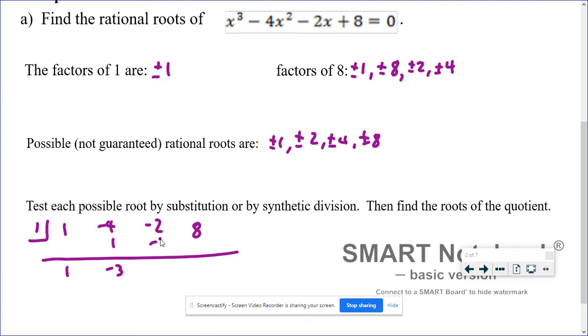1 times -3 is -3. We add down, we get -5. 1 times -5 is -5. We add down, we get 3. So that means 1 is not a rational root, even though it was possible. So now we're going to try something else. Let's try 2.